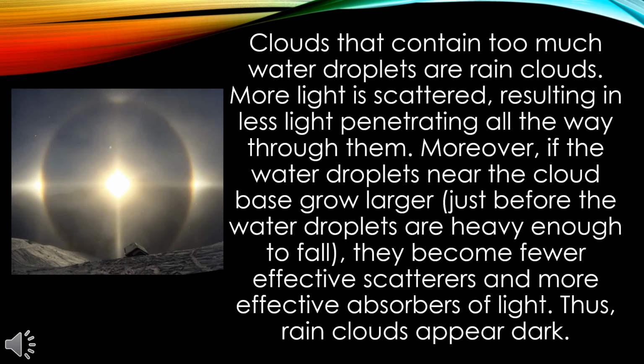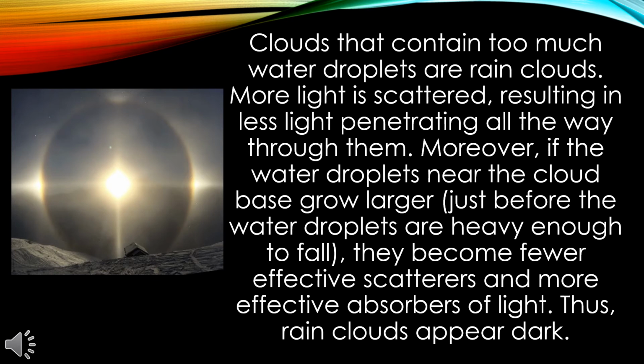Clouds contain a lot of water droplets and ice crystals that are large enough to scatter almost equally all components of visible light. This causes clouds to appear white. However, as clouds gather more water droplets and ice crystals, they become heavier and thicker. Clouds that contain too many water droplets are rain clouds.